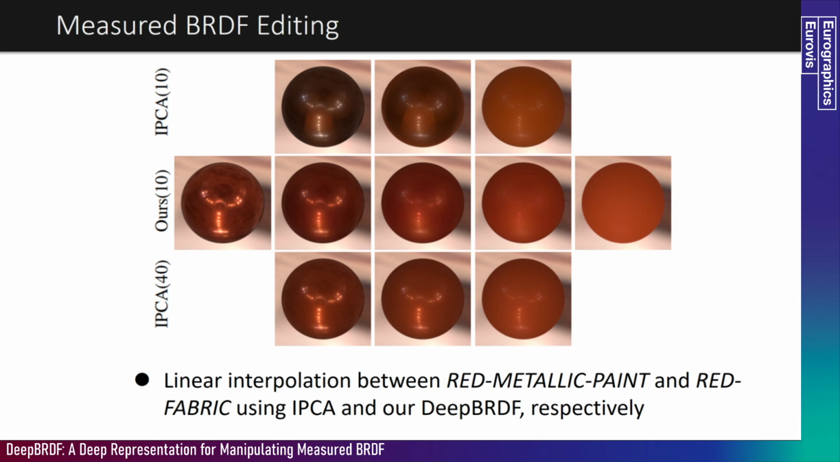Here are the results of linear interpolations between two measured materials in the mirror dataset. The interpolation is conducted in a low-dimensional space. We compare the spaces of IPCA and our deep BRDF. As seen, our deep BRDF supports smooth and perceptually linear changes when interpolating between a very specular material and a diffuse one. IPCA yields strange artifacts when the dimensionality is low, and sudden changes in appearance even if the dimensionality is high.